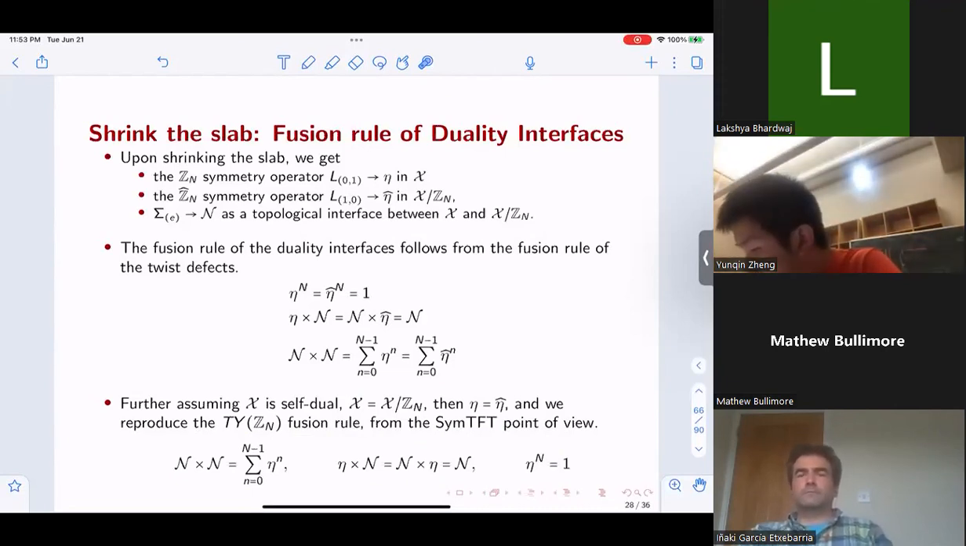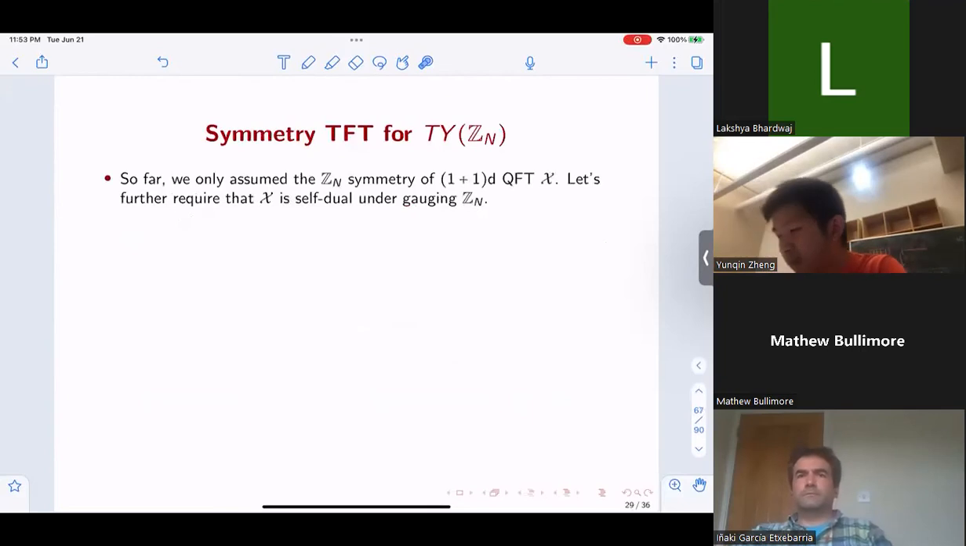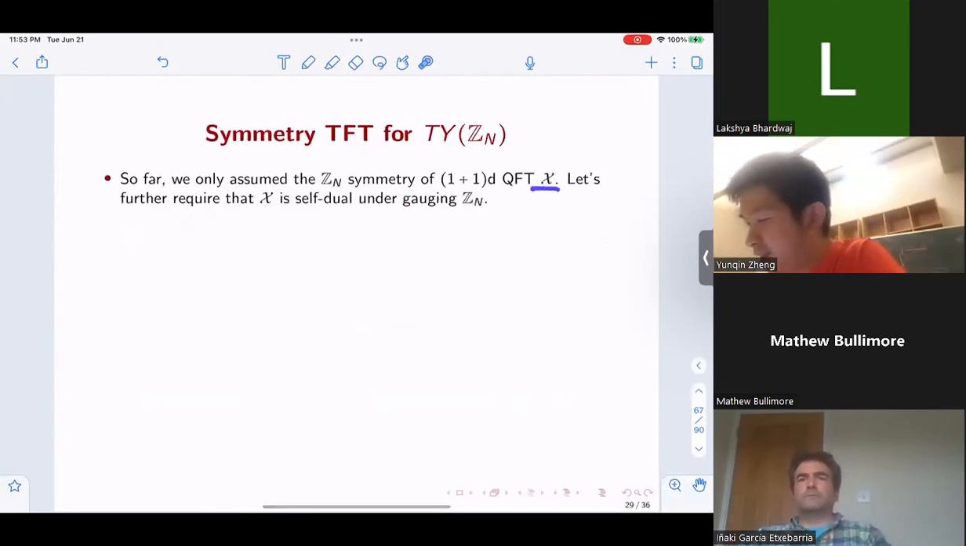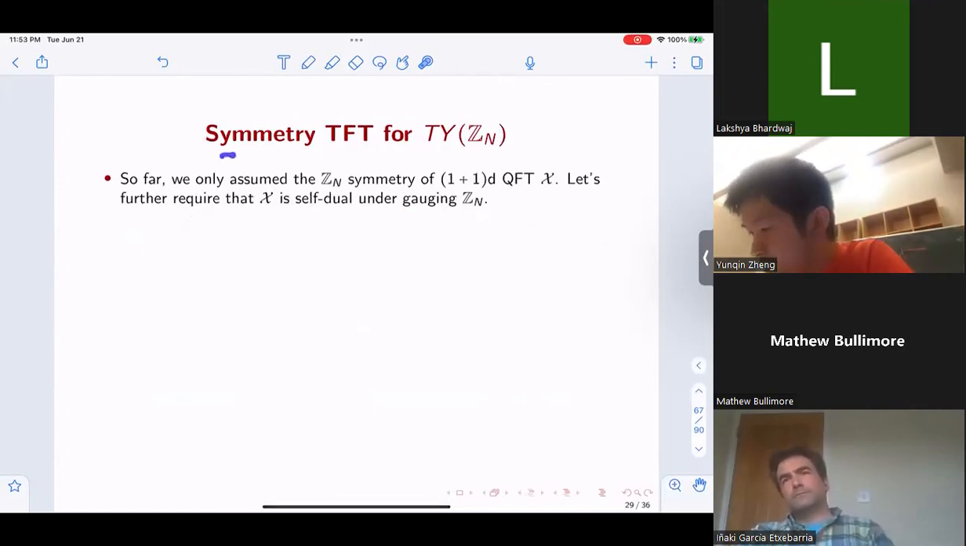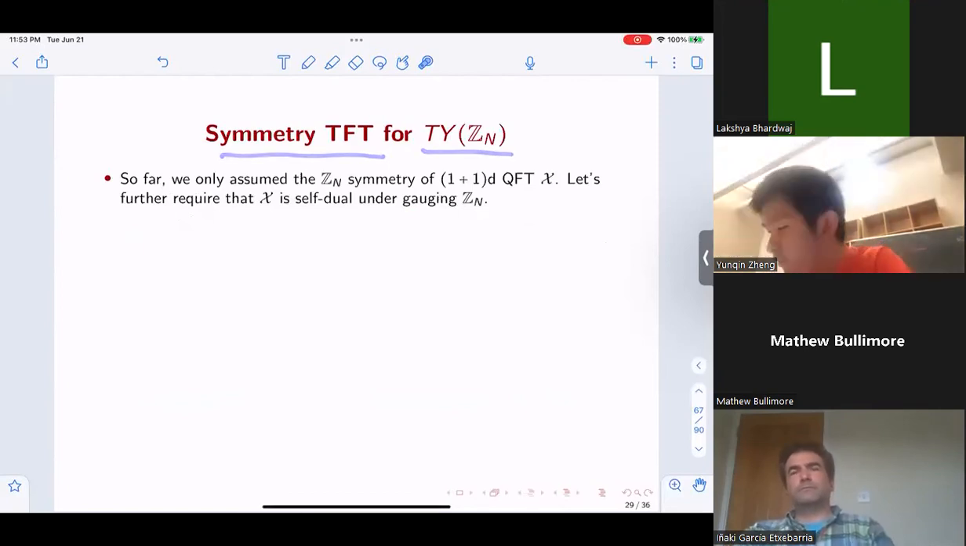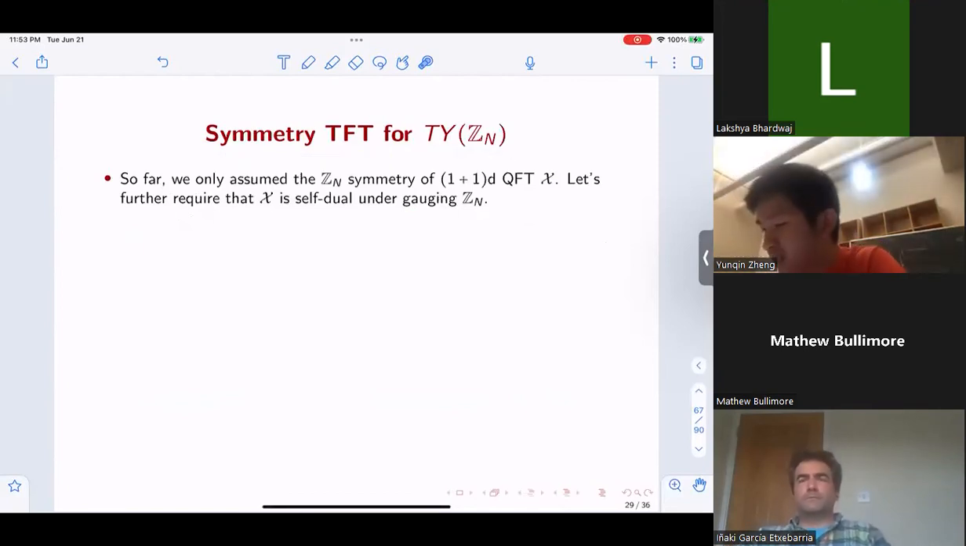Okay, so far, I haven't assumed that the series X is self-dual, except in the last step. And now let's further require that the series X is self-dual and consider the Symmetry TFT for the entire fusion category, which is the Tambara-Yamagami category of Zn.